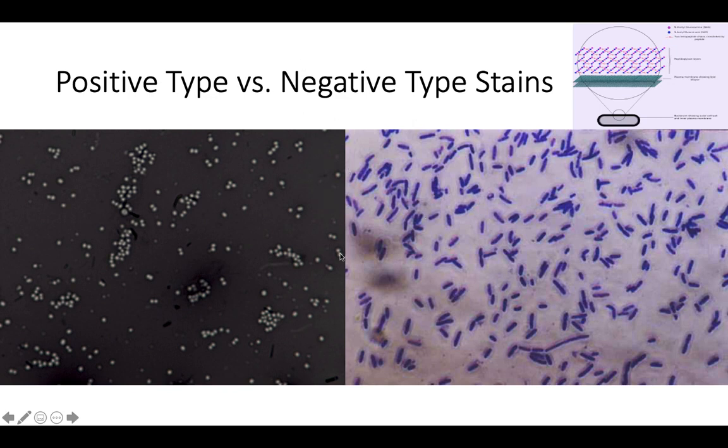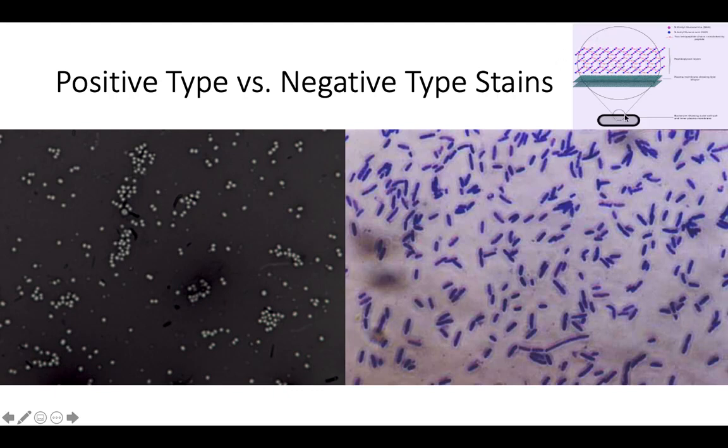So stains allow you to see the bacteria. Stains are some sort of dye, some sort of chemical, which gives the bacteria or the background some sort of color. A very common way that stains work is some sort of dye is added to the slide of bacteria, and it penetrates down through the cell wall.